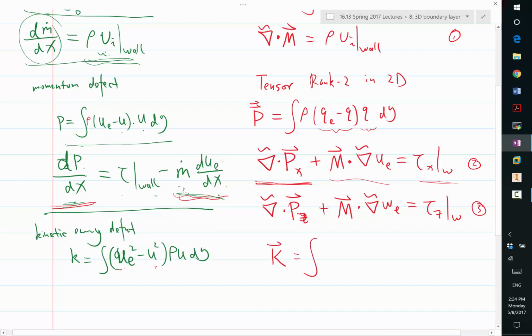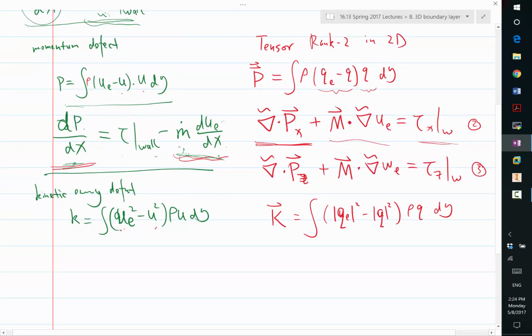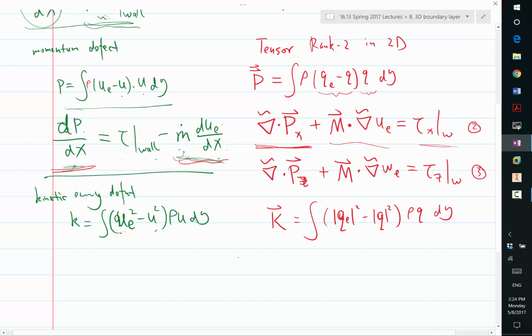It is going to be the integration of the absolute value of UE square minus the absolute value of U square, times rho Q dy. Q, oh, Q, yeah. Thanks. Okay, and for the equations we're going to derive here, I'm just going to skip the two-dimensional version. It's basically the divergence of K.